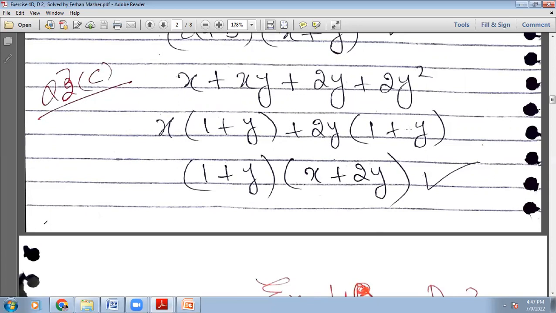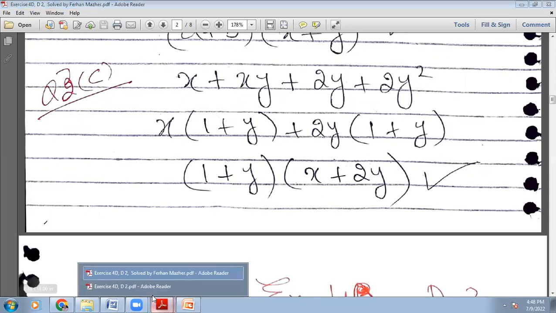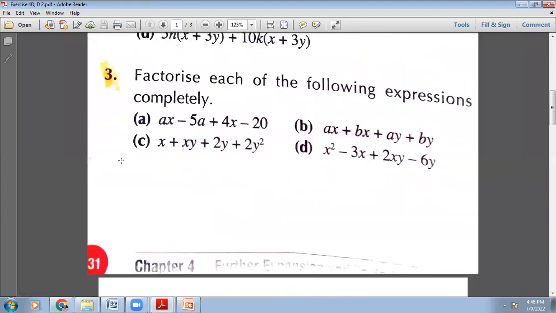So from this term and this term, you can see the bracket 1 plus y is common. Take it common. From here, you will have x in the other bracket. And from here, you will have plus 2y in the other bracket. So this is how you do the factorization of this expression. Question number 3, part C. Question number 3, part D, x squared minus 3x plus 2xy minus 6y.